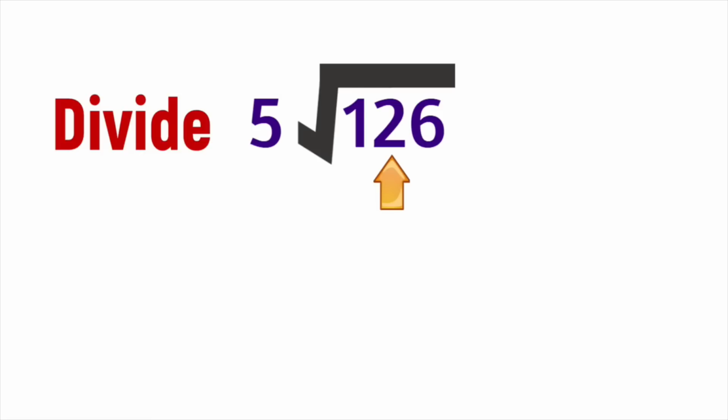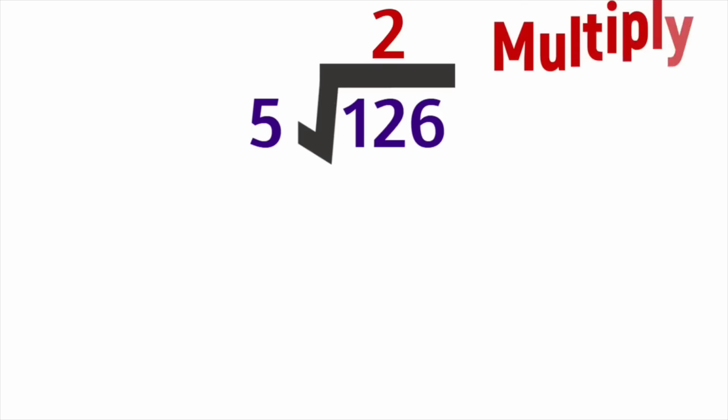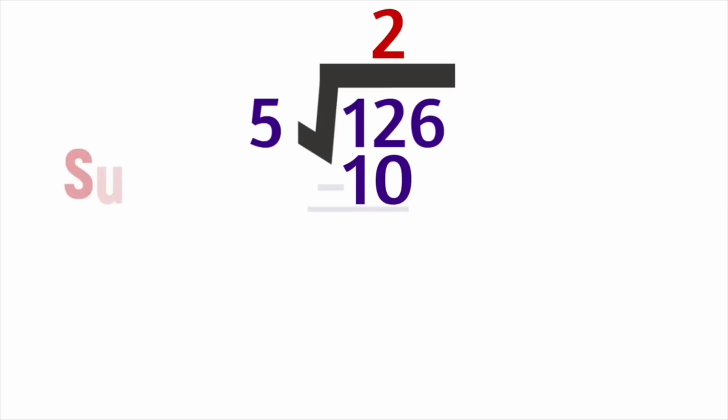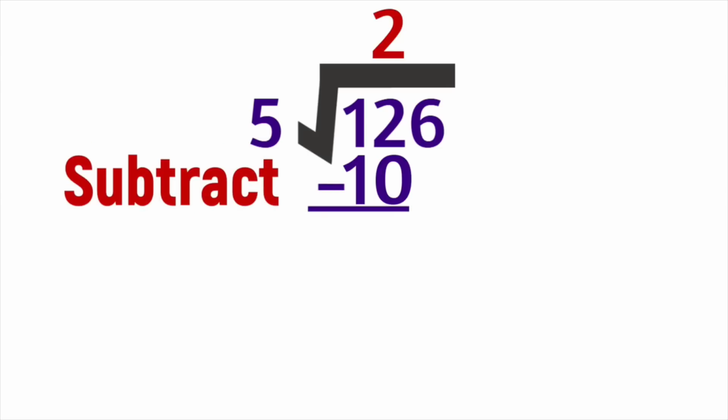Yes, 2 times. So we write the number 2 up here, right above the second digit in the dividend, the 2 in 126. Then we multiply. We multiply this number 2 times the divisor. What is 2 times 5? 10. Yes. We put that answer, the number 10, right here underneath the 12 in 126. Awesome. Next, subtract. What is 12 minus 10? 2. That's right. We'll put the number 2 right here.